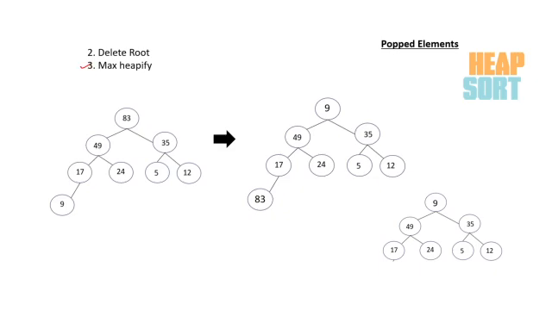Next, you'll be starting with the max heapify operation. As discussed, 9 will be compared to 49 and 35, and 49 being the maximum among the three, 9 will exchange its position with 49. Finally 9 comes here, and again 9 will be compared to 24 and 17, and since 24 is the largest among the three, 24 will be shifted to this position and 9 will be shifted to this position, and this is how the tree is going to look.